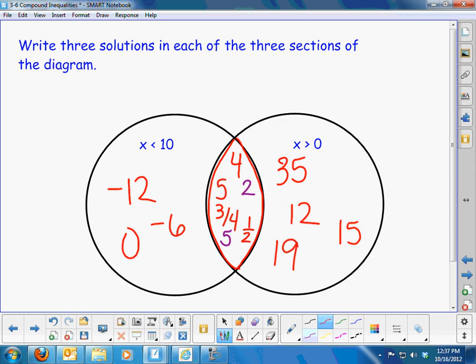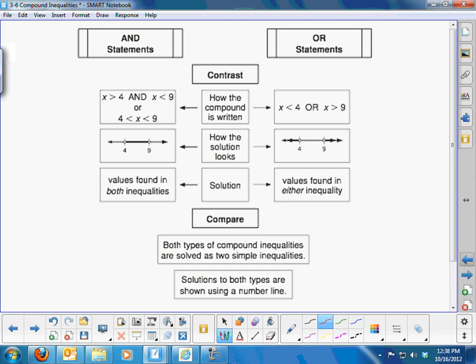So that's what it sort of means. You're either less than something, or you're greater than something, or you could be both, and that's when we would use the word "and." These numbers here in the middle are less than 10, and they are greater than 0. Let's look at this slide here. I want you to pause the video and write this down.